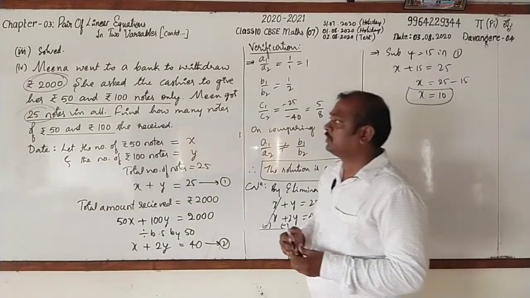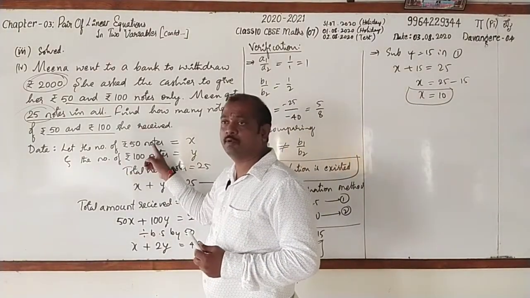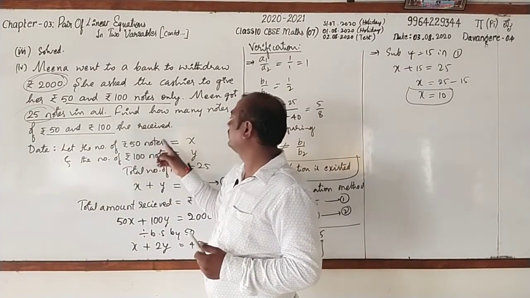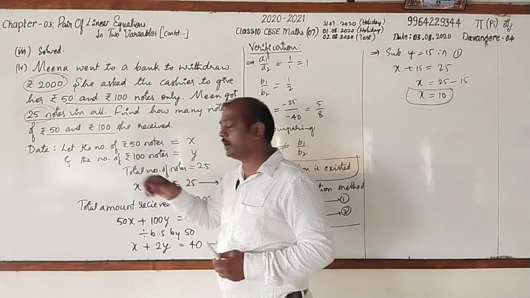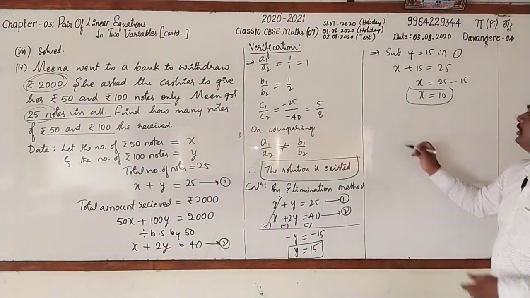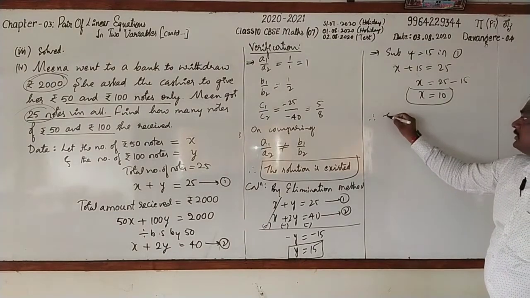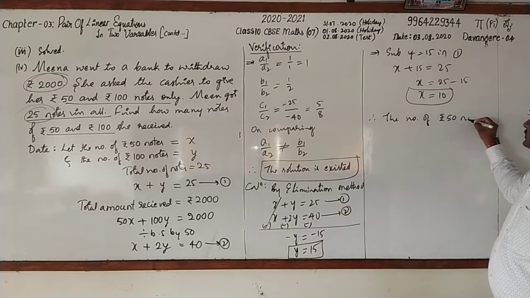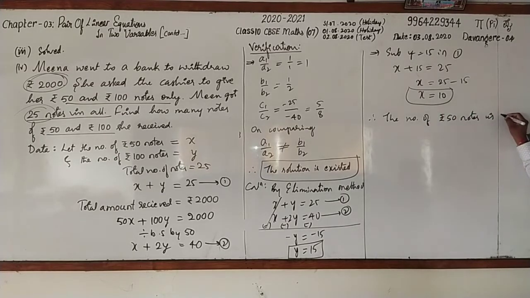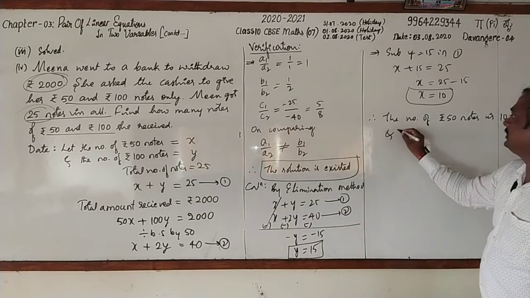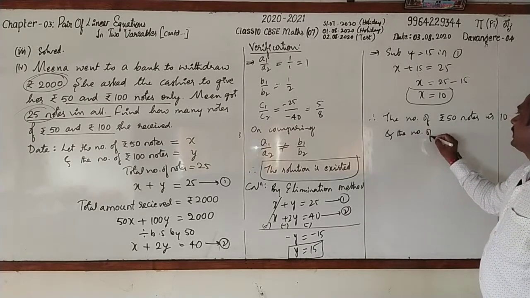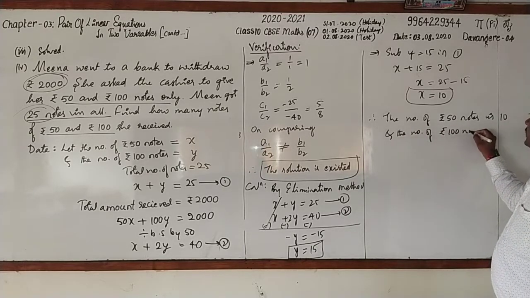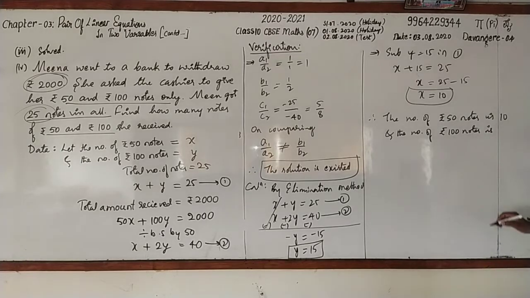Yes. What does x indicate? The number of 50 rupee notes. y indicates the number of 100 rupee notes. So we can write the conclusion as: the number of rupees 50 notes is 10 and the number of rupees 100 notes is 15.